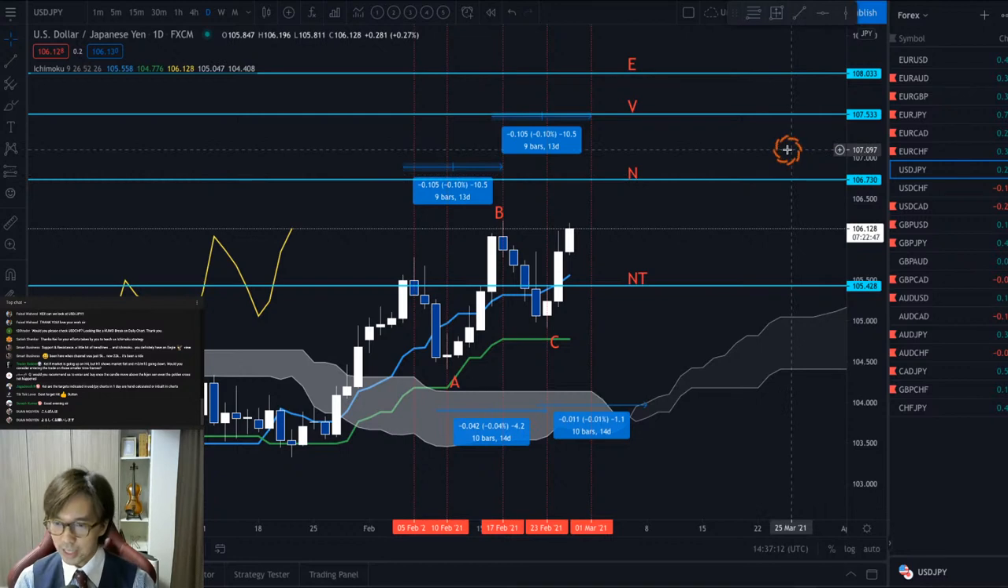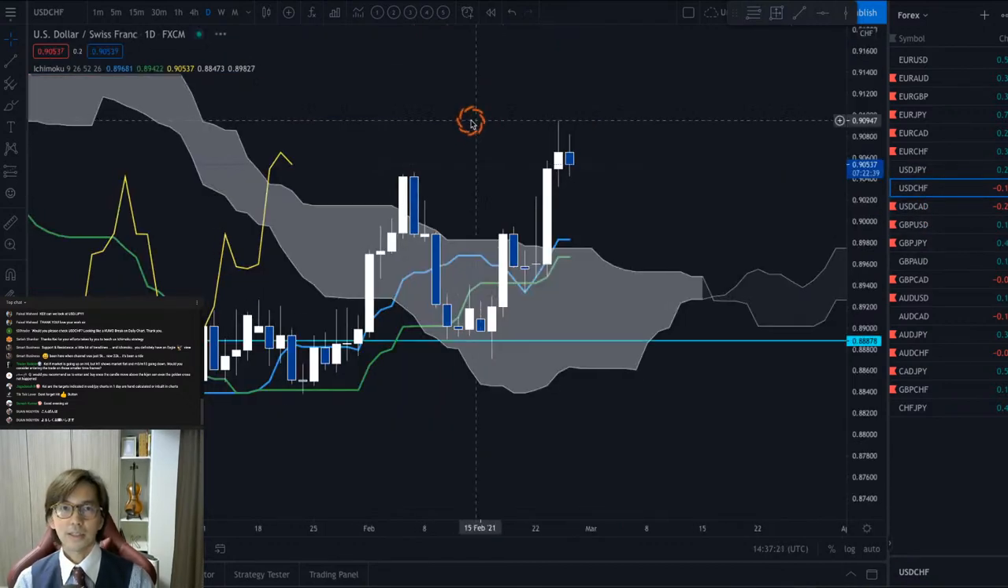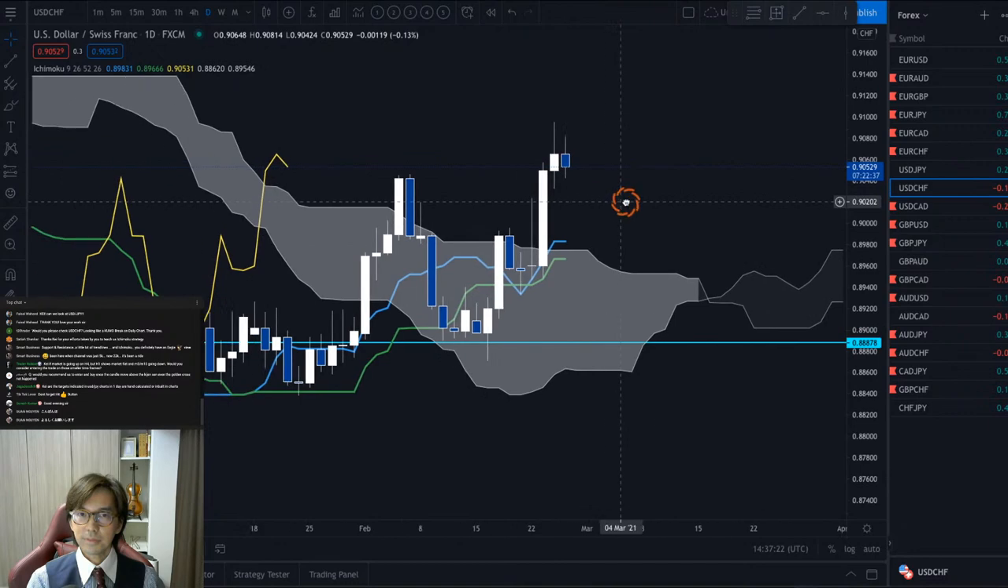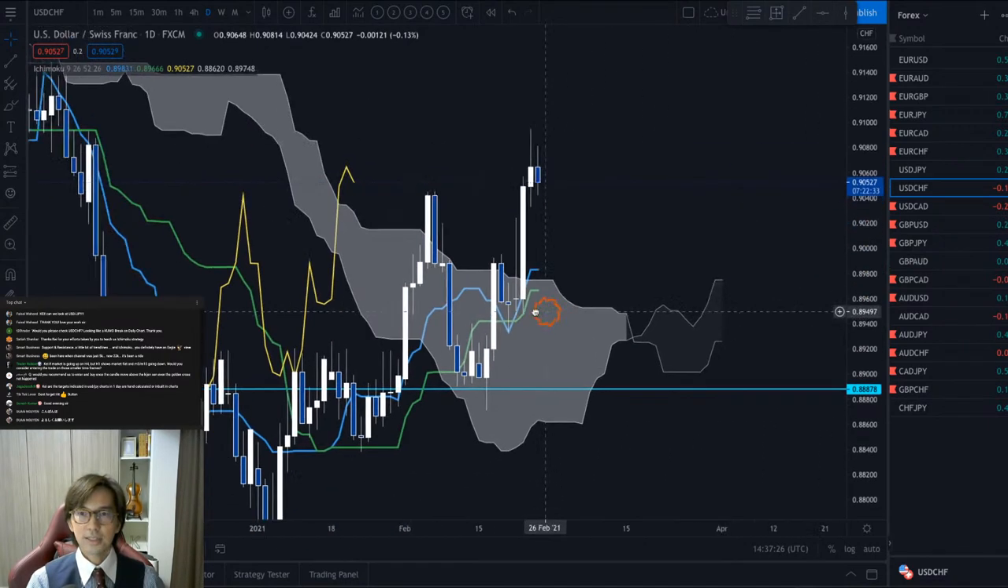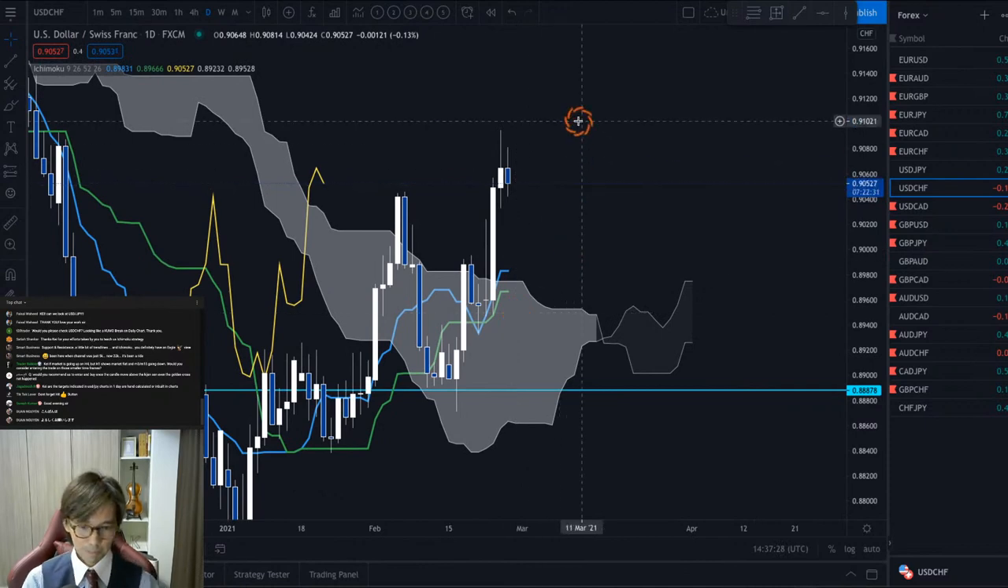So let's check the USDCHF. All right. So this is bullish. I mean, the buyers are still in the market, but this is flat in direction. I do see the engulfing candle. There is an inside bar.